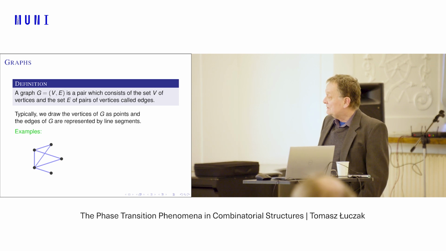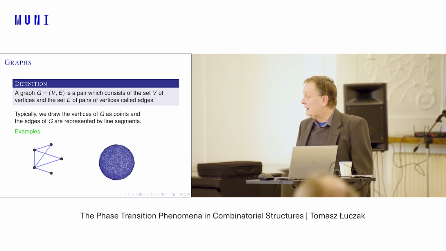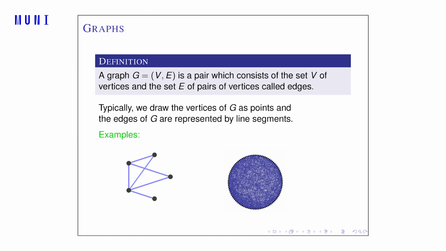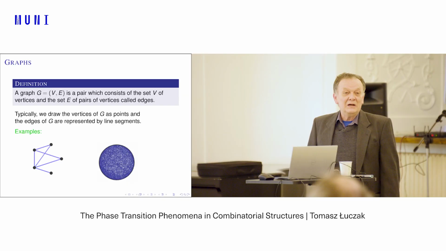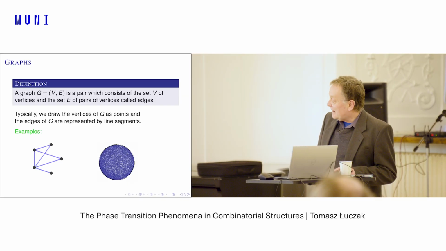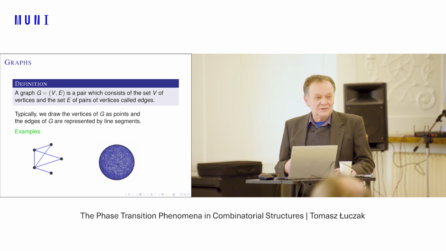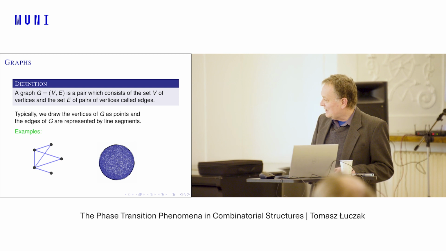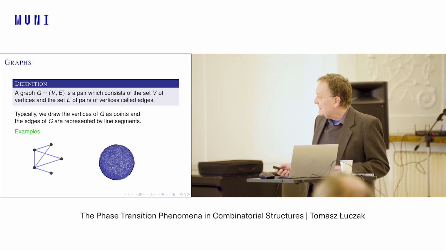This is a graph on five vertices. This is a graph on 50 vertices. It's just to show you. Usually, this kind of drawing is not in the textbook, but this is the object we are working with. I've been working with graphs for a long time. So this is what we are dealing with.